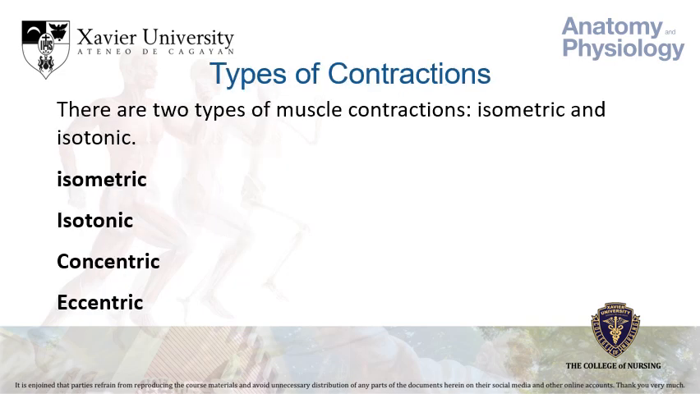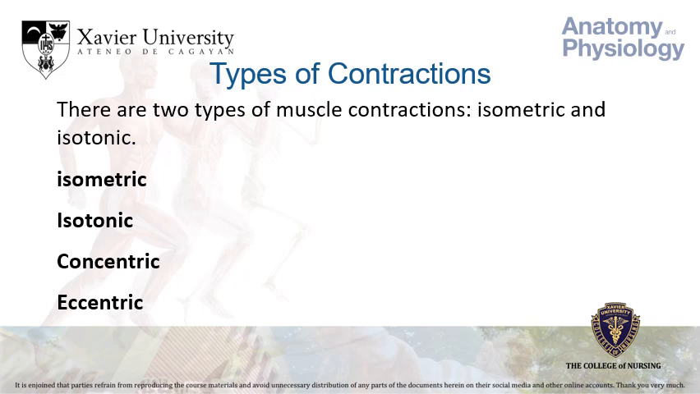Before identifying the different muscles, their location, origin, insertion, and action, we need to first know the different types of muscle contractions. There are two types of muscle contractions: isometric and isotonic. Isometric contraction has an increase in muscle tension but no change in length. Isotonic contraction has a change in muscle length with no change in muscle tension.